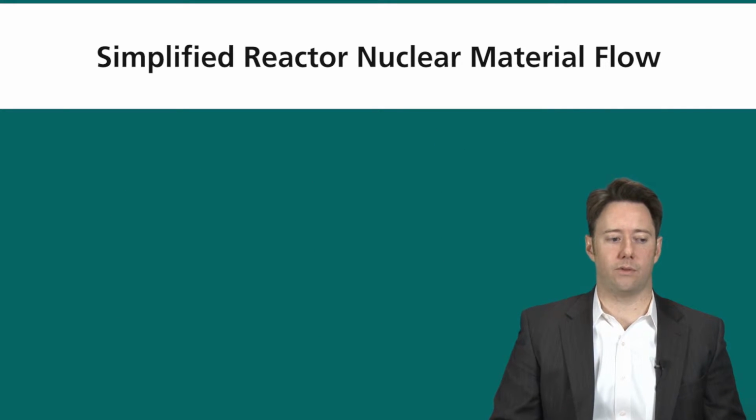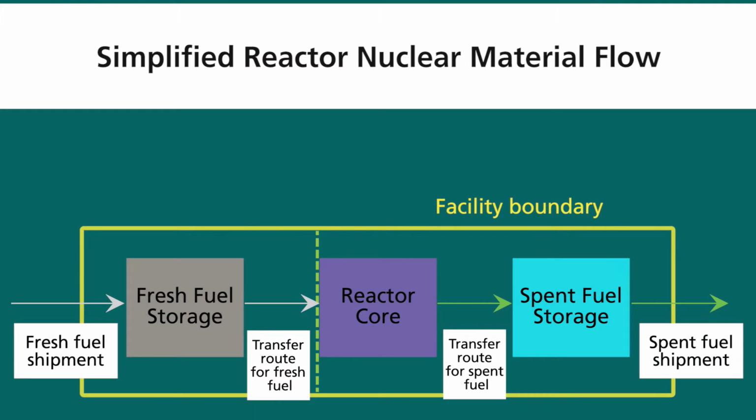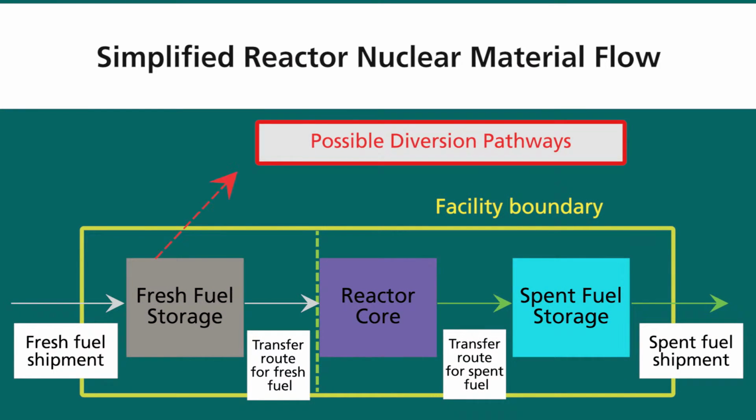So let's go back to our simplified reactor nuclear material flow here. And on this figure, we can point out some possible diversion pathways from the fresh fuel storage, from the transfer routes, from the reactor core, and from the spent fuel storage. So we need to be aware of those.